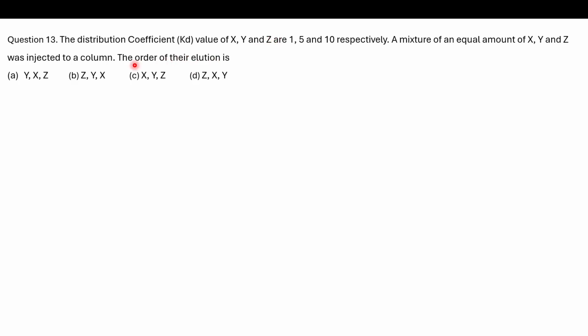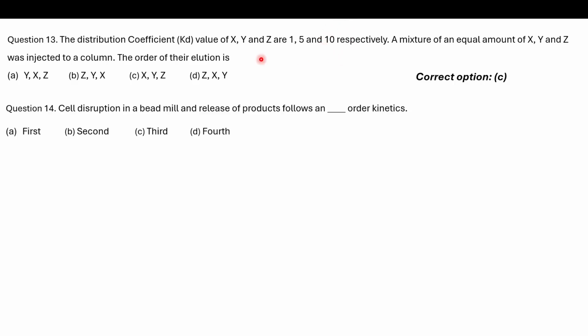So it will stay on the matrix for a longer time and elute out at the end. So the order of elution will be: X will come first, having the lowest KD among the three, and Z will come in the end, having the highest KD among the three. So the option will be XYZ.